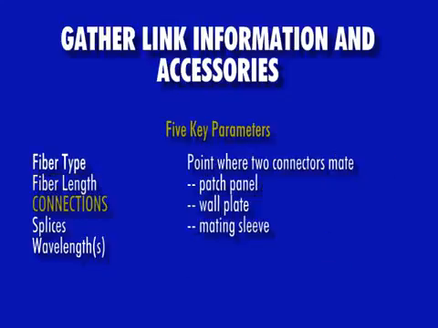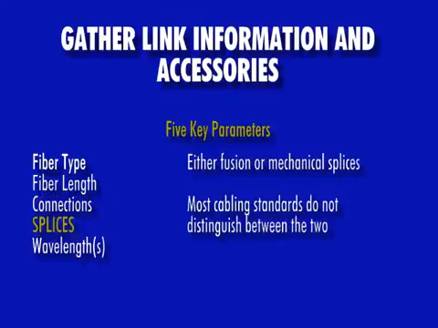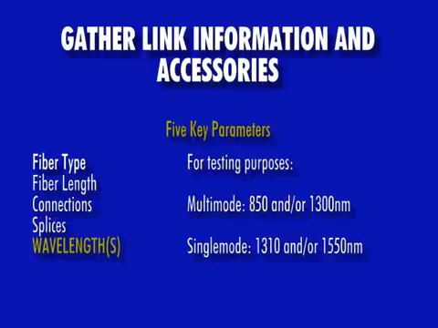Third is number of connections. A connection is the point where 2 fiber connectors mate together, such as in a patch panel, wall plate, or mating sleeve. Fourth is the number of splices, which can be either fusion or mechanical. For the purpose of calculating a link budget, most cabling standards do not distinguish between fusion and mechanical splices. Lastly, the user must determine what wavelengths they will test at. For multimode, this is 850 and or 1300 nanometers, and for single mode, this is 1310 and or 1550 nanometers.